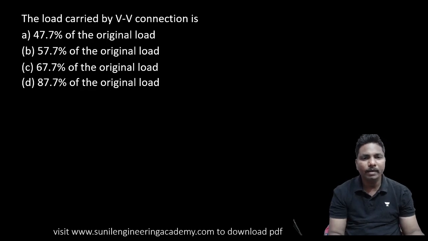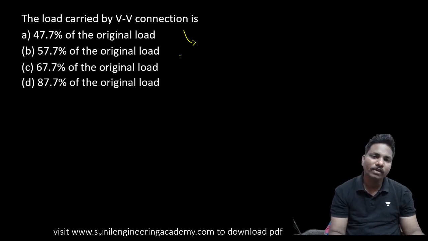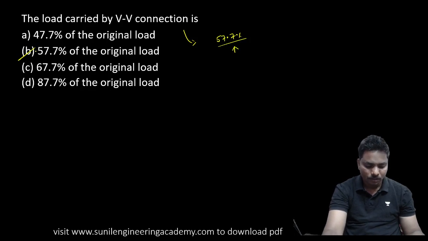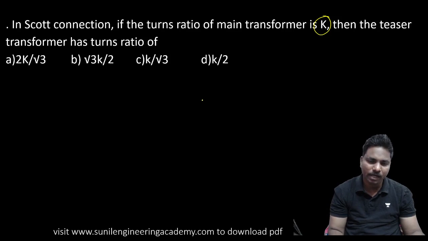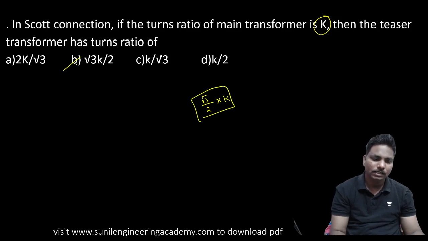Coming to the next one. The load carried by VV connection is 1 by root 3 times the original load, that is 57.7%. So the answer is option B. In a Scott connection, if the turns ratio of the main transformer is K, then the teaser transformer has a ratio of dash. The teaser transformer always has a ratio of root 3 by 2 times K. So the answer is option B.